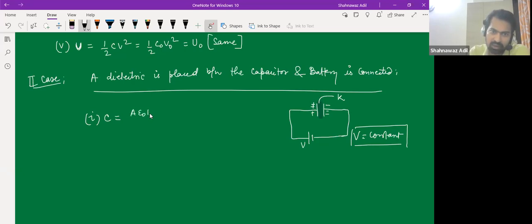Epsilon naught K by D. Yeah, so epsilon naught K by D. This is what you say. Okay, so good. And we know that epsilon naught by D is what? That is C naught times K. So we see that K is greater than 1, so this would be increased.